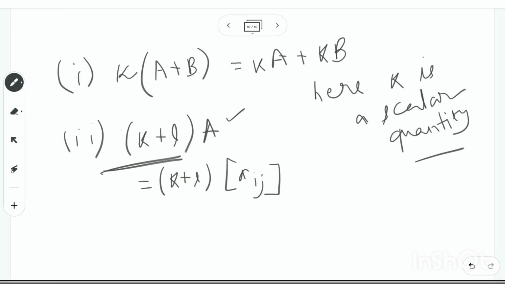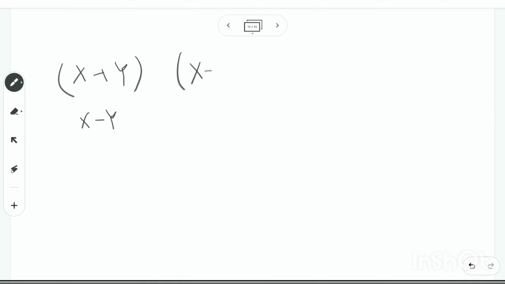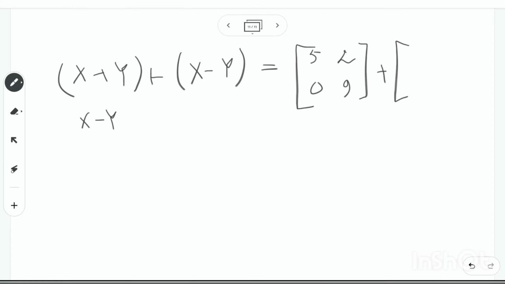Let us take example 9. Find x and y if it is given x plus y equals 5, 2, 0, 9 and x minus y equals 3, 6, 0, minus 1. Now you have to find x and y. If we add these two, we get x plus y plus x minus y equals 5, 2, 0, 9 plus 3, 6, 0, minus 1.